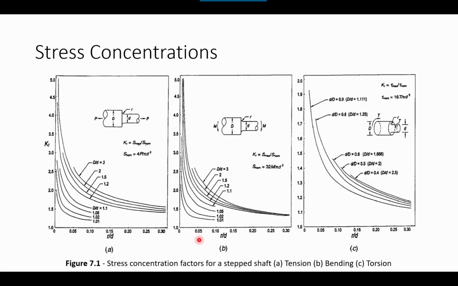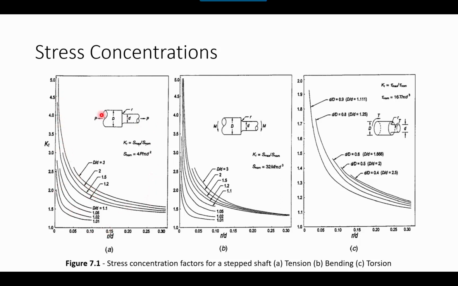This here is an example of stress concentration factor charts for a stepped shaft that is subject in A to tension, so we have a tensile load, in B to a bending moment, and then in figure C to a torsional loading. In reading these charts, we need to focus on a few things. First, let's look at the x-axis, which is a dimensional ratio between the fillet that steps the shaft down and the smaller diameter of the shaft.